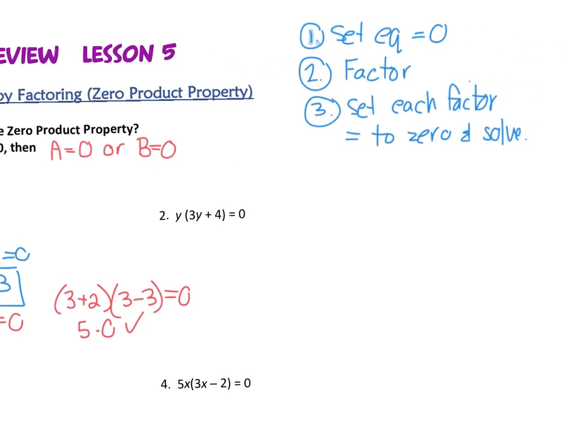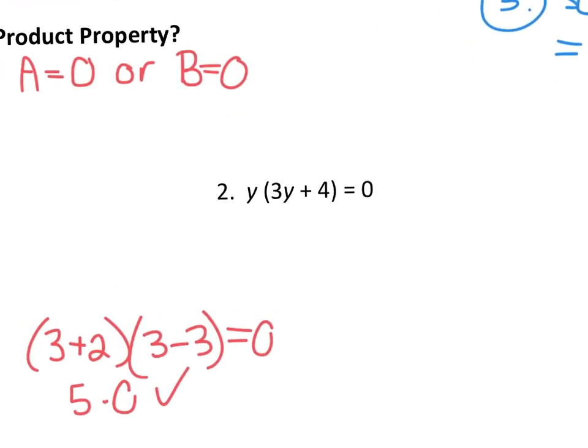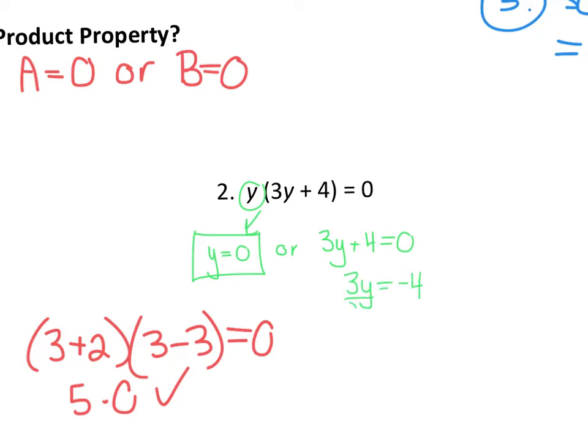All right, let's look at number 2. Again, first step, set the equation equal to 0, done. Factor, done. Set each factor equal to 0 and solve. So if I set the first factor here, it's just y. So I would get y equals 0 or 3y plus 4 equals 0. To solve for y, the first equation's done. I already have what y equals. The second one, I would have to subtract 4. So I would get 3y equals -4, divide both sides by 3, leave that as your answer. Improper fractions are totally fine in this class.